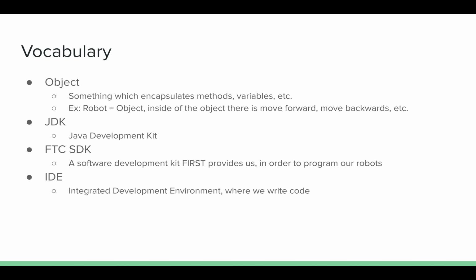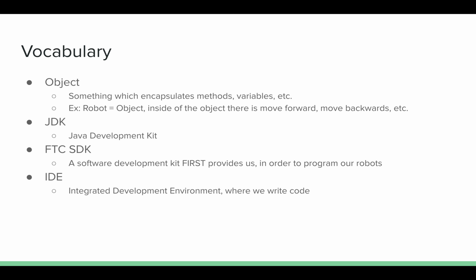Now we're going to talk about some quick vocabulary. Now, an object is something which encapsulates methods, variables, etc. For example, a robot can be an object, and inside of the robot object, there will be the different methods, such as move forward, move backwards.